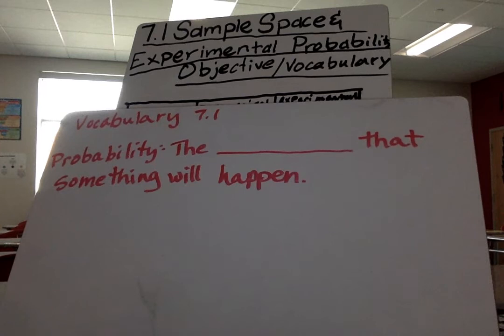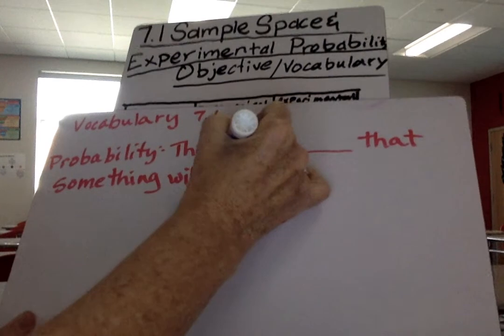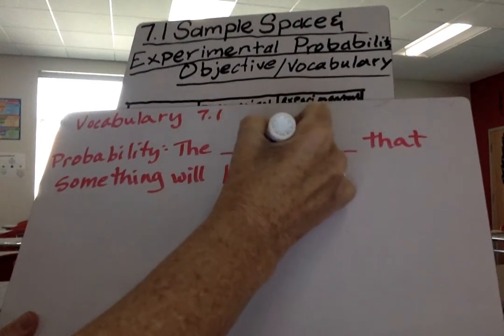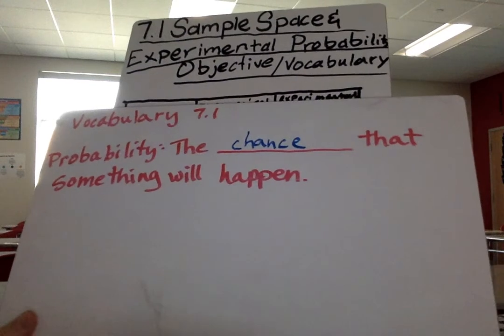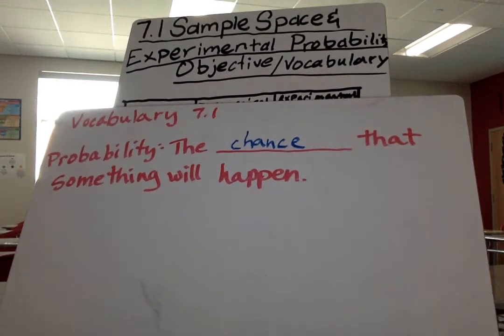Vocabulary. Probability is the chance or the likelihood. I'm going to go with the easier word, so I'm going to put chance that something will happen. Experimental probability is a probability that is calculated when an actual experiment is performed. Theoretical probability is the probability that is calculated using math formulas. Sample space is the set of all possible outcomes or results of an experiment.